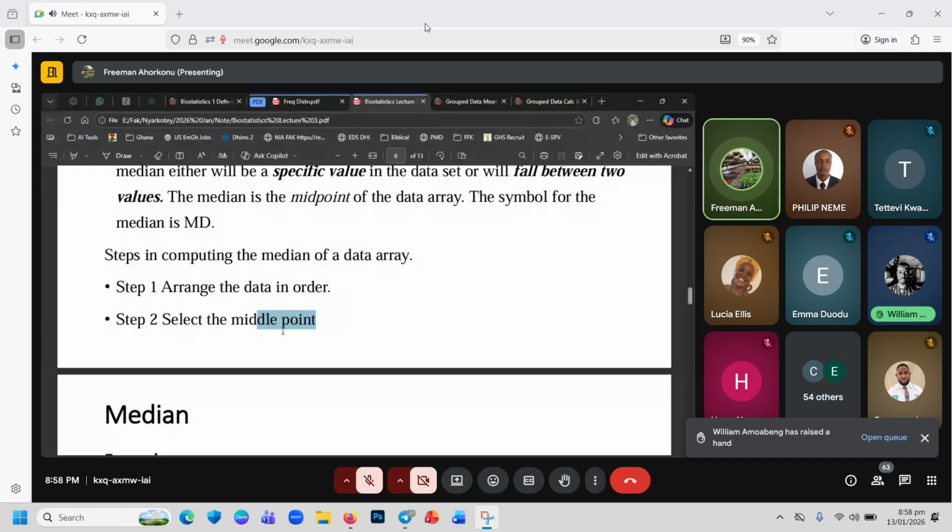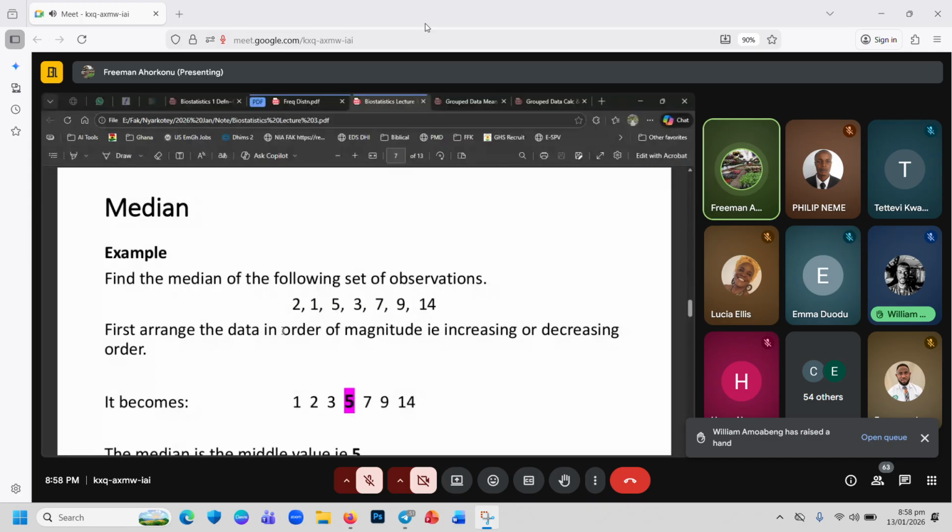But the question is, when you have a large set of data, are you going to be counting? Fine, you can do that one. You can test it. But that whole process of looking for the number at the middle can also be done in a quicker way.